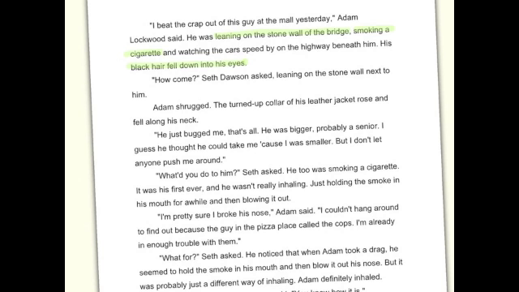How come? Seth Dawson asked, leaning on the stone wall next to him.